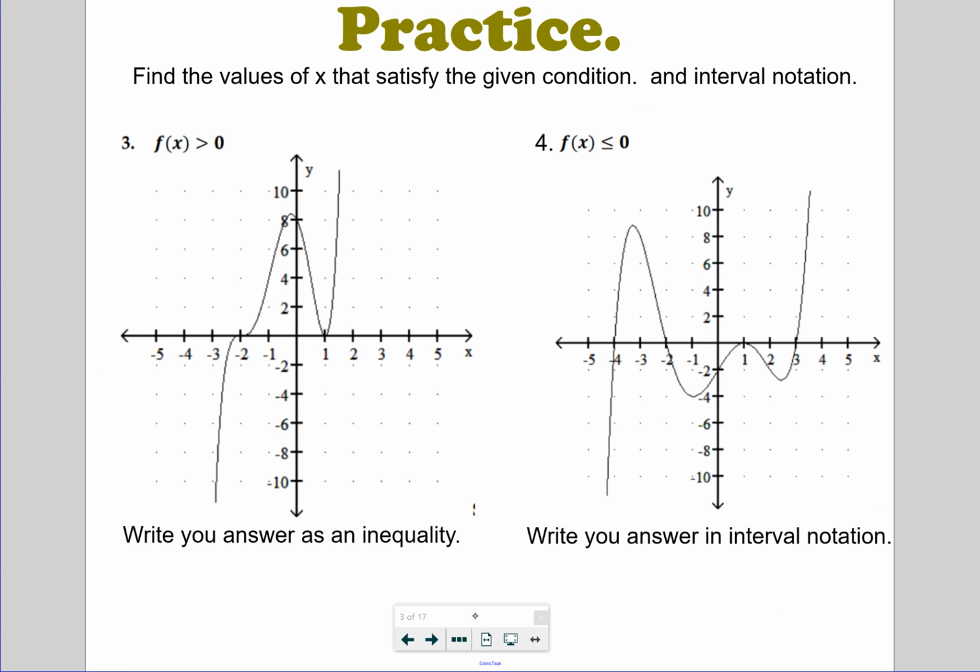Okay, here are a couple for you to try. In problem number 3, you're finding where the function is strictly greater than 0. And in problem number 4, you're finding when the function is less than or equal to 0. For number 3, you're going to write your answer as an inequality, just with your greater than, less than symbols. For number 4, you're going to write your answer with interval notation.